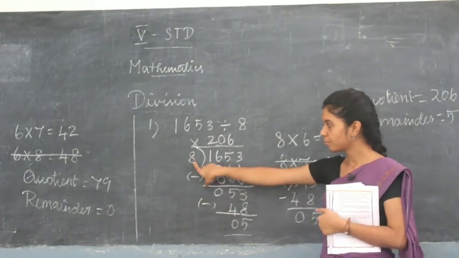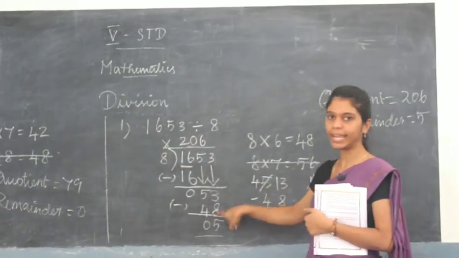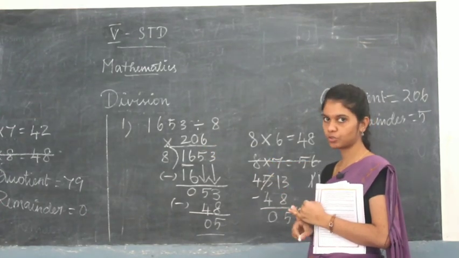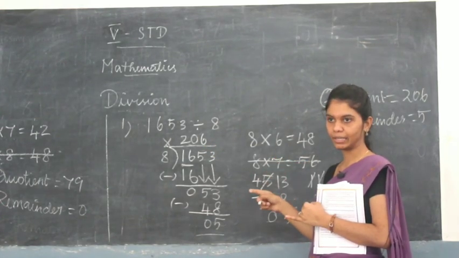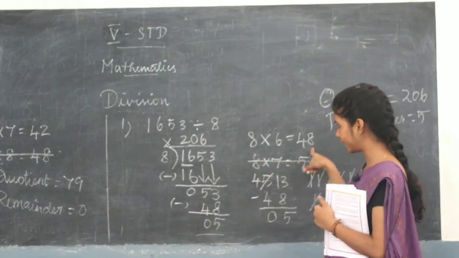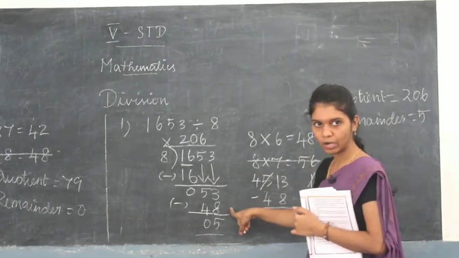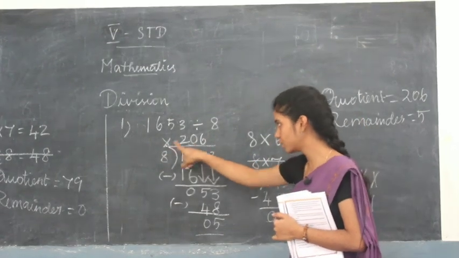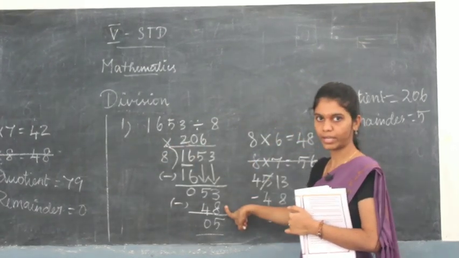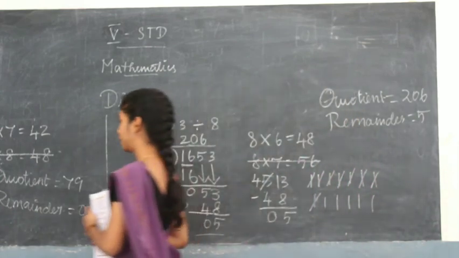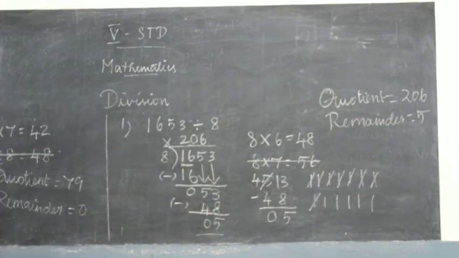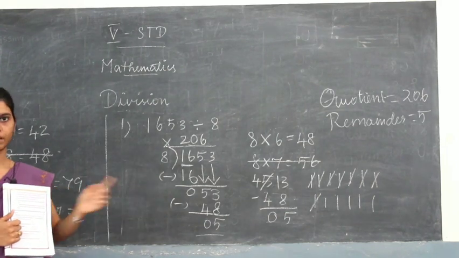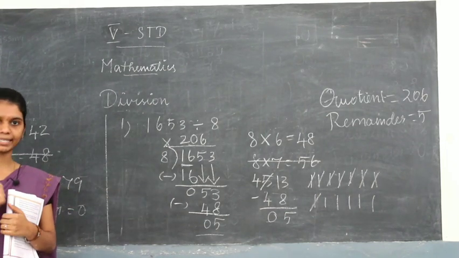Okay. So see, look at here. I wrote 8 into 6 is 48, but I forgot to write 6 here. So you are not supposed to forget anything that you are writing. Whenever you are using the table, don't write the answer alone. Write it along with the multiplication. So 8 into 6 is 48. Whenever you are doing divisions, sometimes you may lose some numbers like this. You are not supposed to lose them, just write carefully.